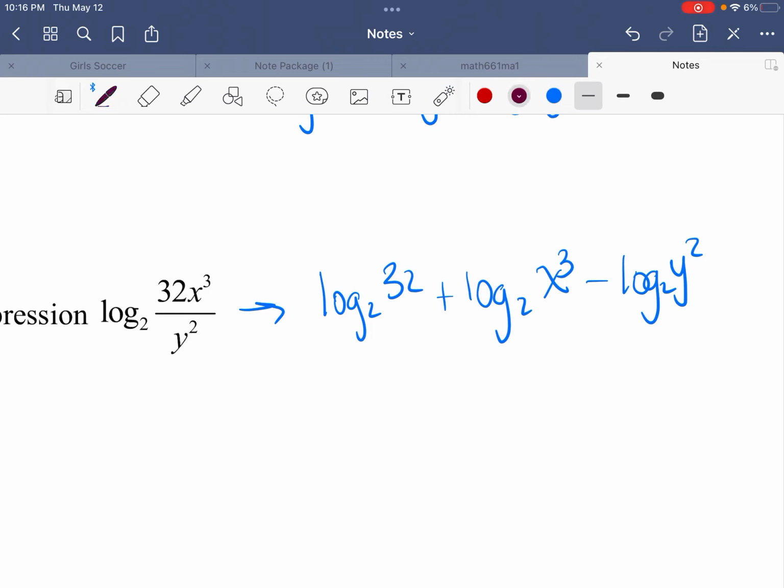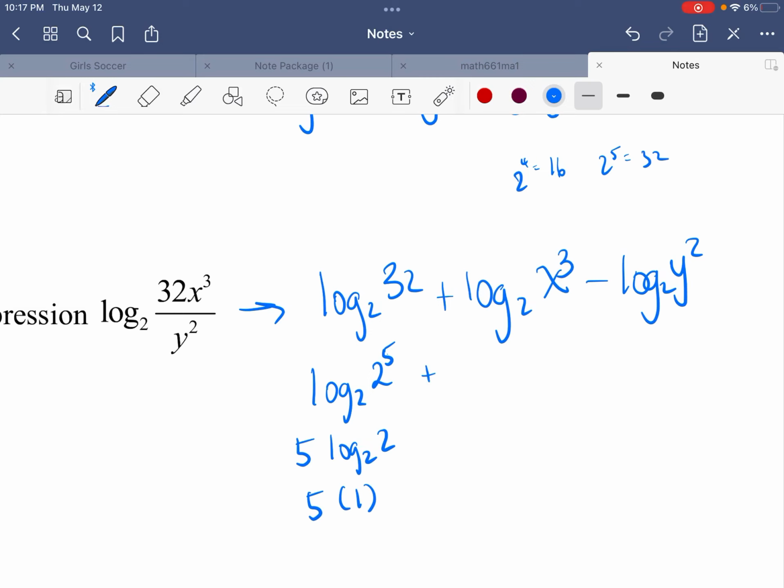We can change 32 to base 2. Okay, so log 2 of 2, what is 2 to the 4 is 16, so 2 to the 5 is 32. Okay, and that will become 5 log 2 of 2, which simplifies to 5 times 1. Okay, so that's the first part done.